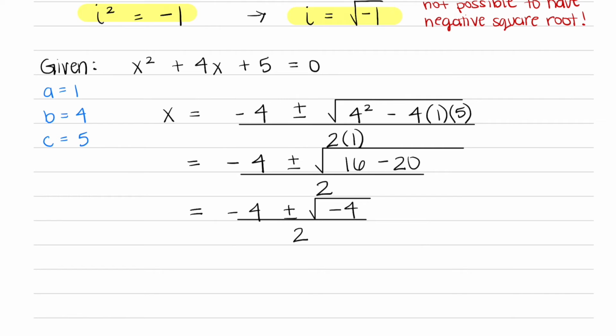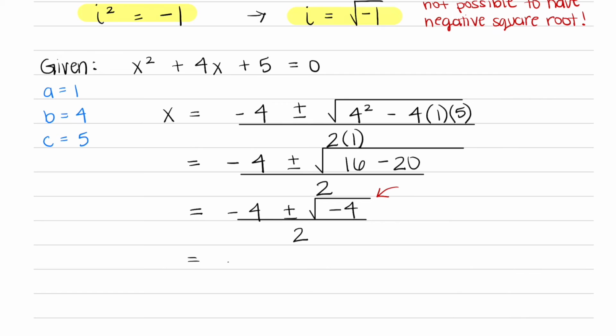And we know that we can't have a negative square root. So this is where we're going to need to replace with an imaginary number. Like I said above, the imaginary number i is defined as the square root of -1. So let's go ahead and pull out the square root of -1 from that square root of -4.